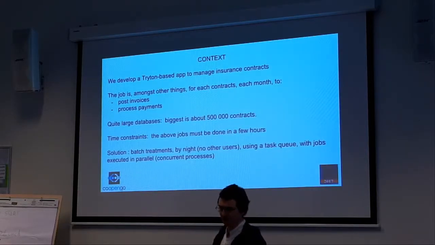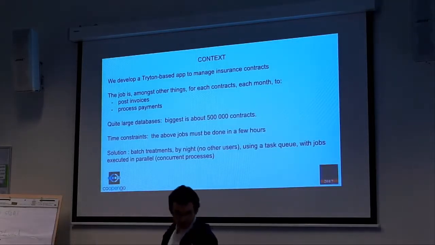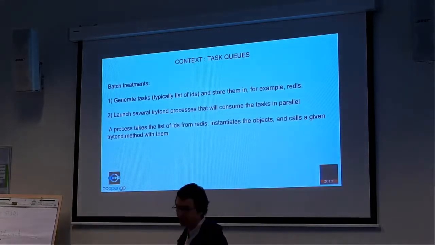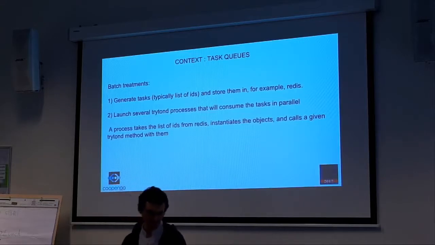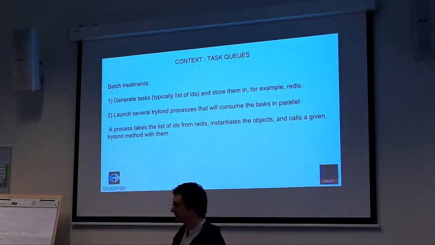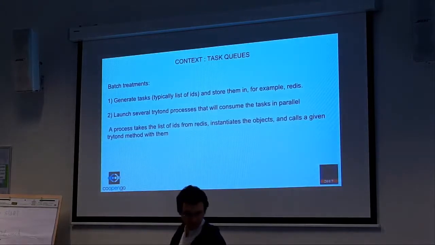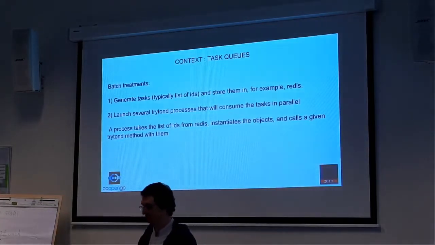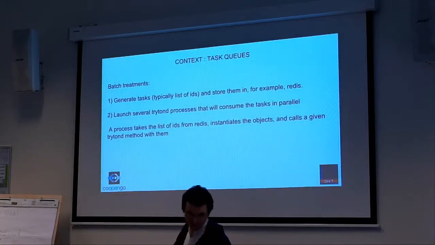So how we do this is by batch treatments. During the night we use a distributed task queue, Celery here, and we launch several concurrent processes to do the job. We simply query the database for the objects we are interested in. We store the IDs in Redis in small groups, like maybe 1,000 IDs, for example. Those represent tasks that the Python processes launched concurrently will process together.